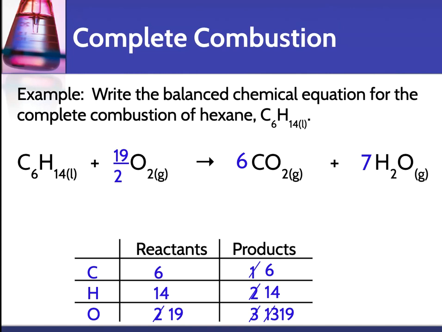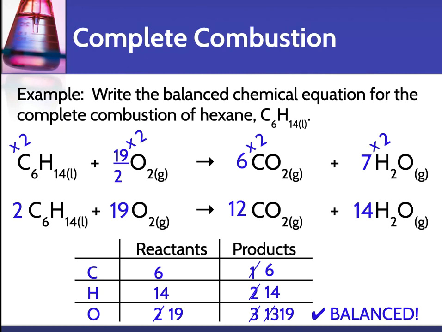but we can't leave the fraction like that, so we're going to multiply everything by 2. That gives us our final balanced equation of 2C6H14 plus 19 oxygen creates 12 carbon dioxide and 14 water. If you are uncomfortable with the fraction issue and you get to this point where you've got an odd number of oxygens, what you can do is just put a 2 in front of your hydrocarbon and balance it again. So start again with that 2 in front of your hydrocarbon.